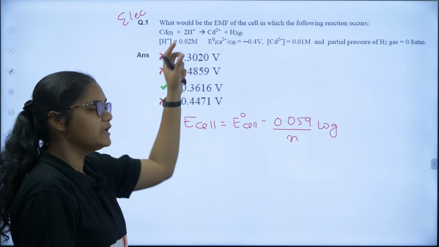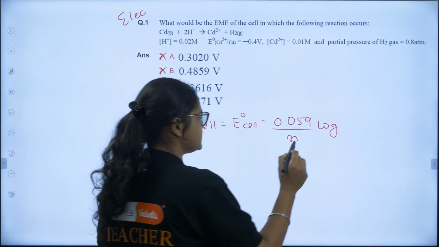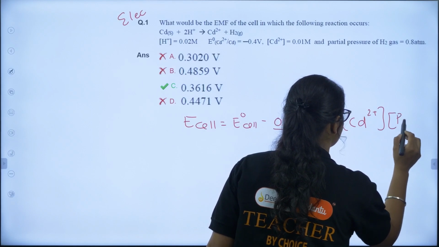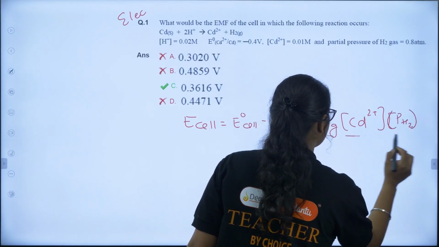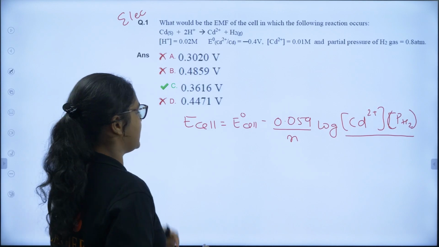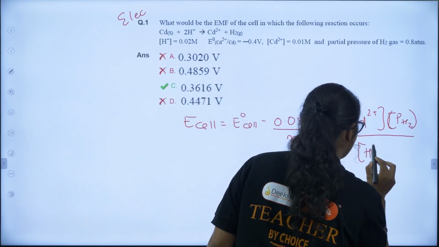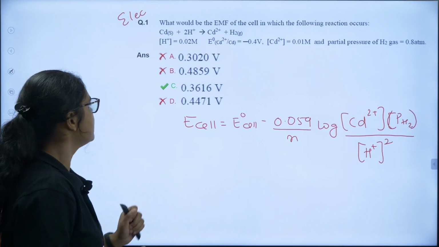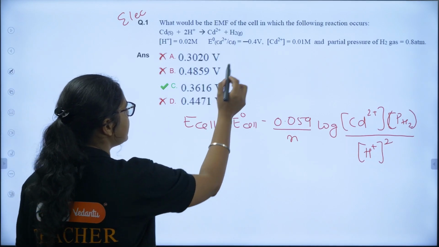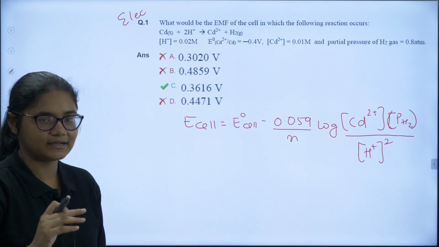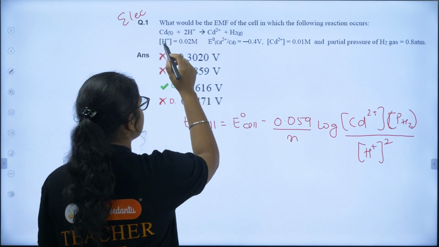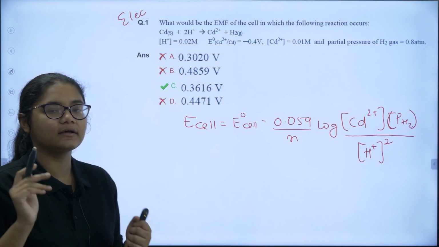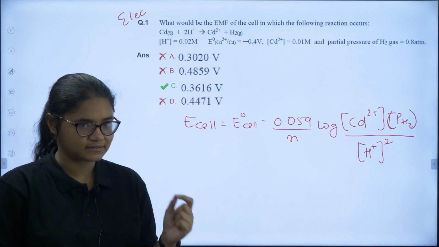If you see the equation, Cd2+ is the product and H2 is there. So we can put here Cd2+ concentration and the pressure of H2, divided by the concentration of the reactant, that is H+ concentration, and its square. Now you just have to substitute all the values. E naught of the cell will be E naught of cathode minus E naught of anode. Cd2+ is your anode and H+ to H2 is your cathode, and the reduction potential of hydrogen is considered to be 0.